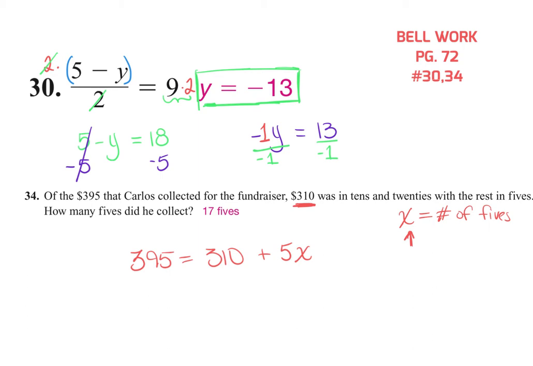All right. So then to solve it, I'm just going to subtract, right? This is just a positive minus a negative, so just subtract the way you normally would, right? And then I would divide. And 85 divided by 5 is 17. So I have 17 5s. And you can check it. 17 5s would mean $5 per each 5. So 5 times 17. And then add that to the 310 and see if you get 395 there.